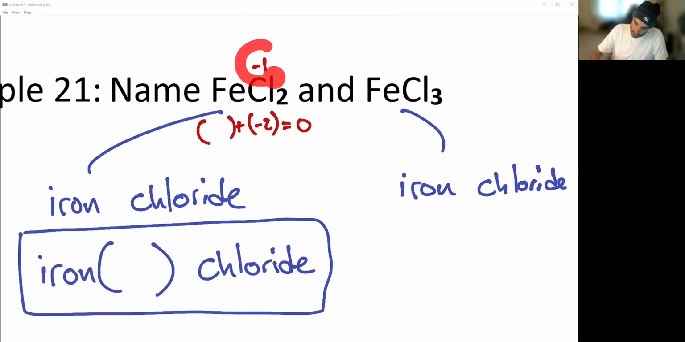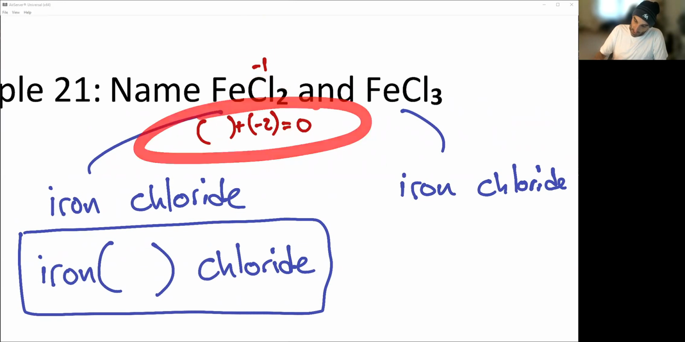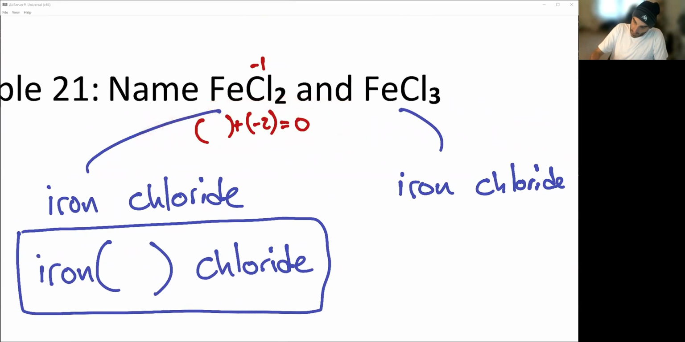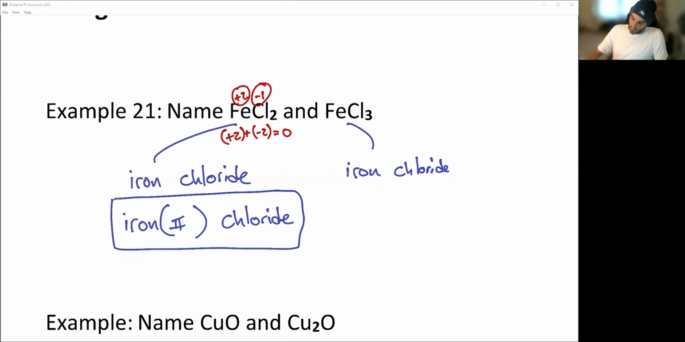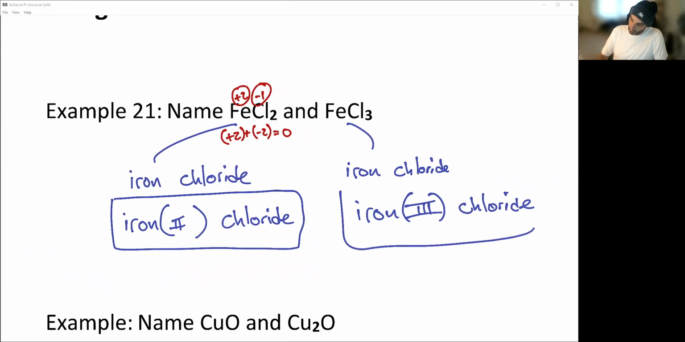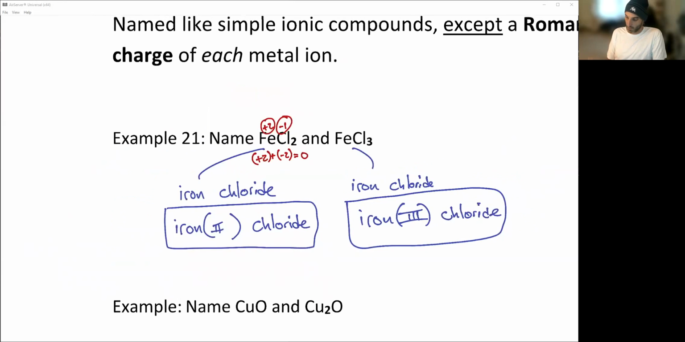So if I follow this through, 1 gives me a 2- charge. What does this have to be in order to make this math true? What has to go in the parentheses? That's right, +2. There's only 1 iron, so it's going to take the charge. The charge of the iron is +2. So this is going to be properly said: iron 2 chloride. Okay, so iron 2 chloride is how you would say it. The other one, iron 3 chloride. And there we go.